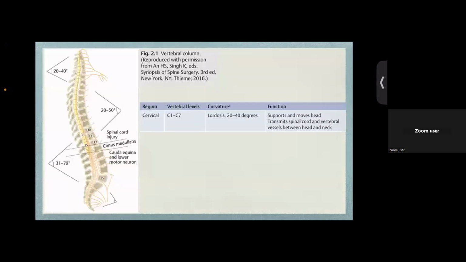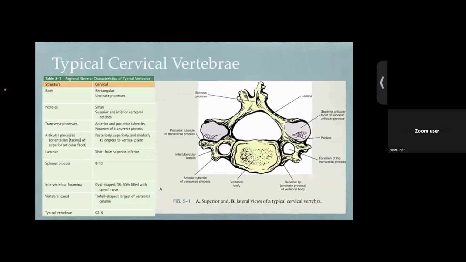Here's just a diagram of the entire vertebral column, specifically focusing on the cervical lordosis. It's usually 20 to 40 degrees in curvature. The cervical spine supports and moves the head and transmits the spinal cord and vertebral vessels between the head and the neck. So just a breakdown of the typical cervical vertebrae.